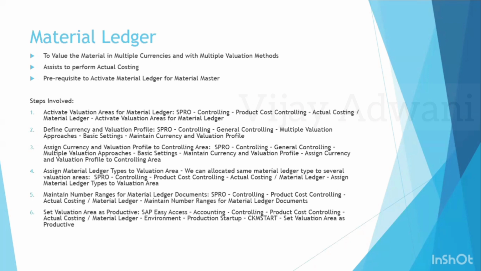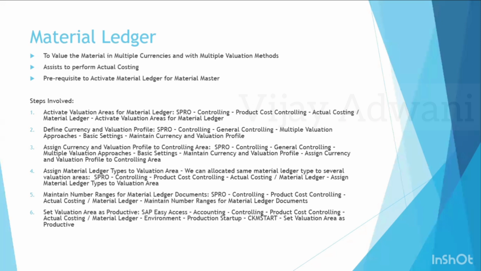Now, it also helps to perform actual costing. What does actual costing mean? In the case of, let's say, standard price, if the price of the material is standard across the month, okay, you are using the same price, it is constant across the month, then at the end of the month, variances are calculated, okay, to know the actual price. That's called actual costing.